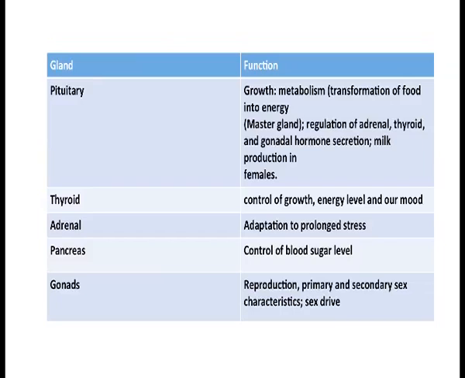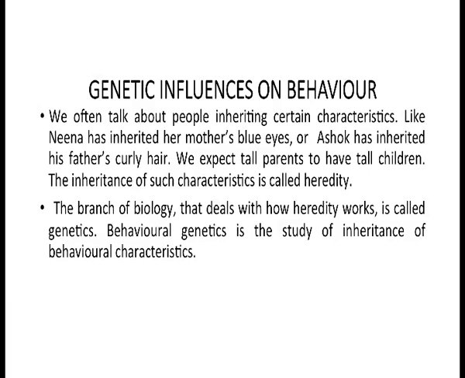This was all about how the endocrine system works and what hormones it releases and what is being controlled by different glands in the body. Now let us come to the next objective, which is the genetic influences on behavior. As the name suggests, genetic influences is what we have inherited from our parents. We often talk about people inheriting certain characteristics, like Neena has inherited her mother's blue eyes, or Ashok has inherited his father's curly hair. We expect tall parents to have tall children.